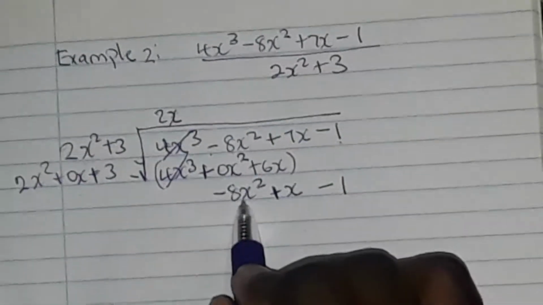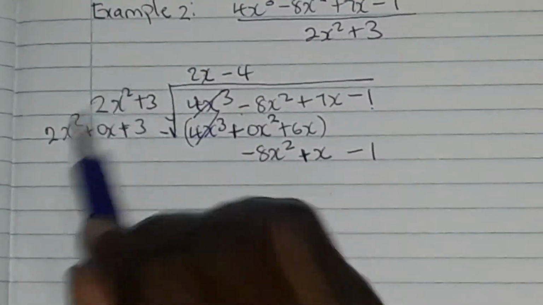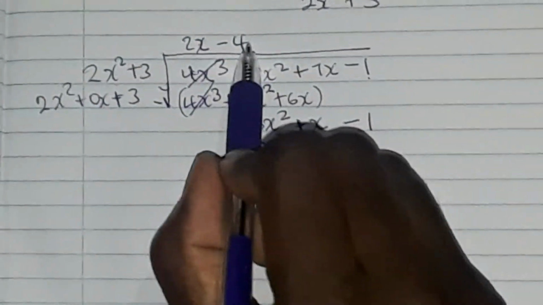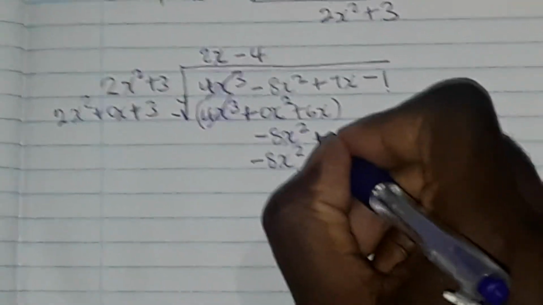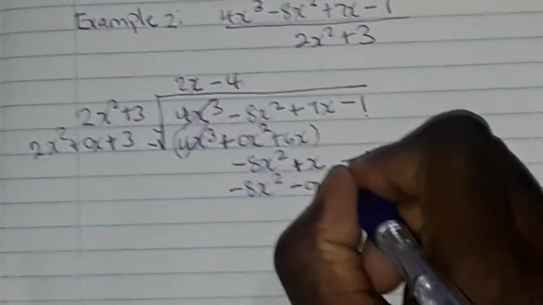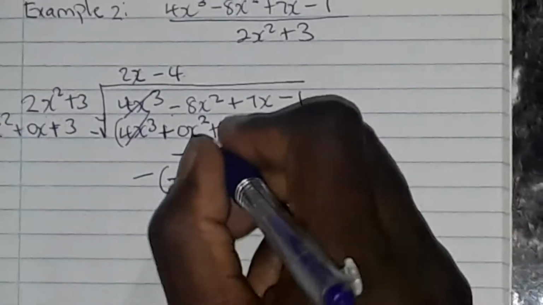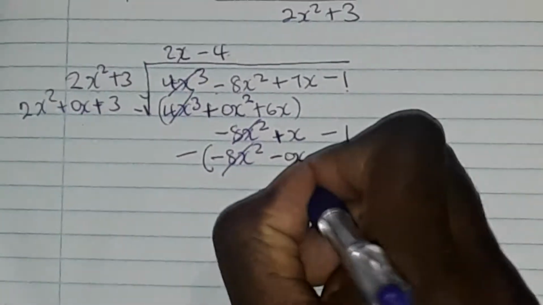So we're going to repeat that procedure again. 2x squared into minus 8x squared will give us minus 4. And minus 4 times 2x squared will give us minus 8x squared. Minus 4 times 0x will give us minus 0x. And minus 4 times 3 will give us minus 12. Now we're going to subtract that. 8x squared cancels with 8x squared. x minus 0 is x.